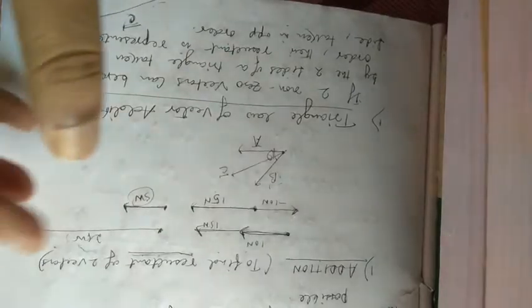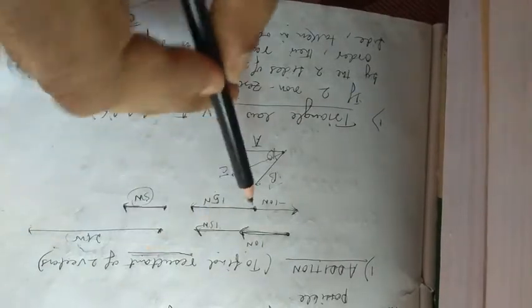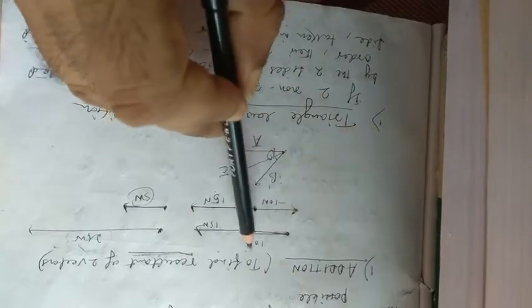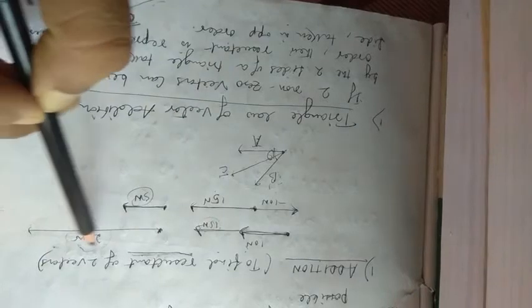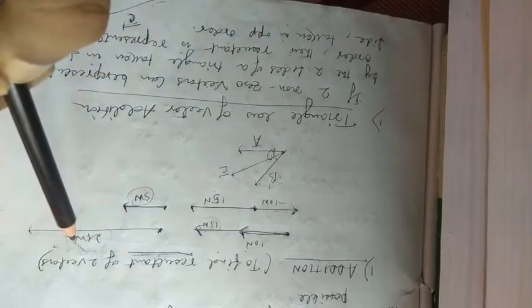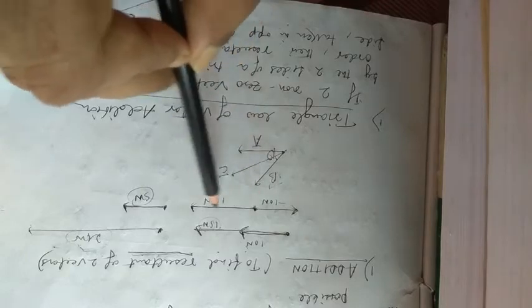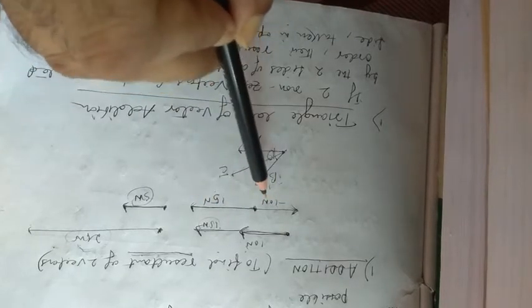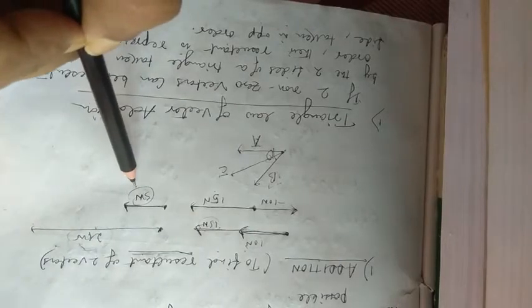To define a resultant, we can say like this: the work done by a 10 Newton force and a 15 Newton force combined together can be done by a single force of 25 Newtons. Here the work done by a 15 Newton force and a 10 Newton force in opposite directions can be done by a 5 Newton force. So these are called resultants.